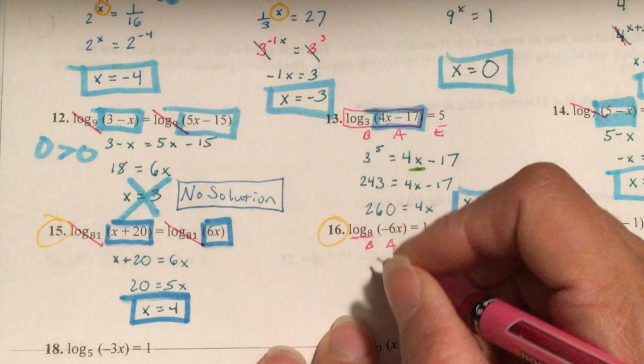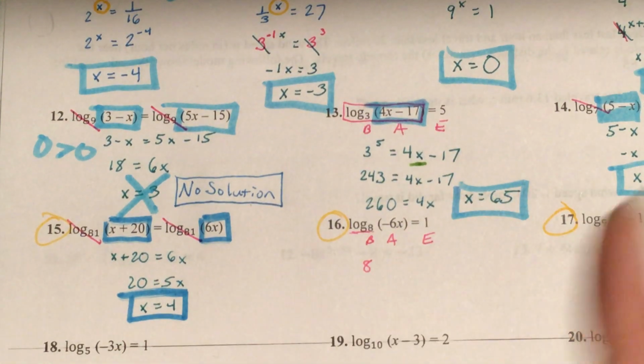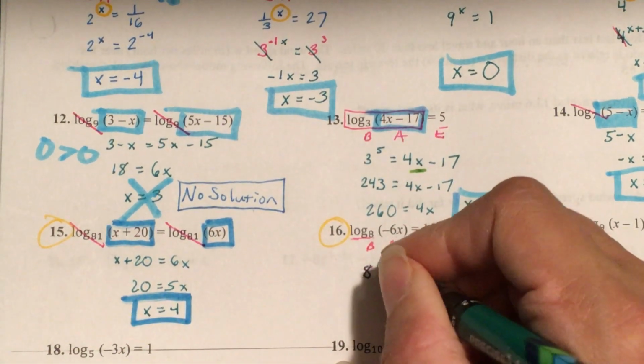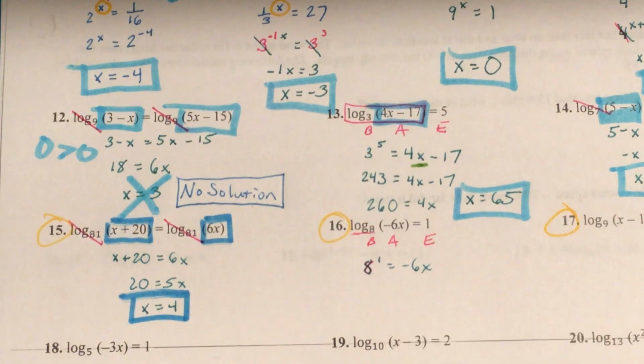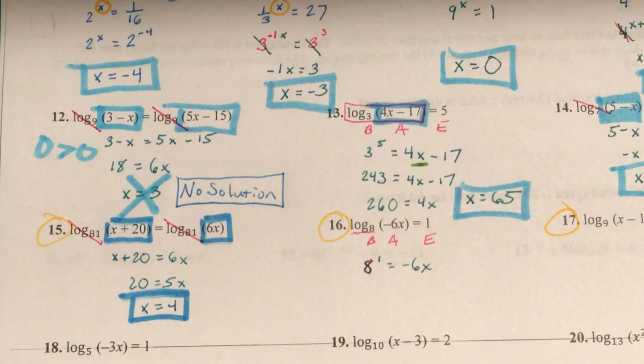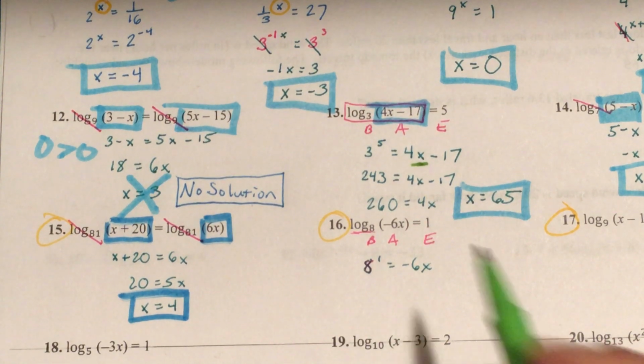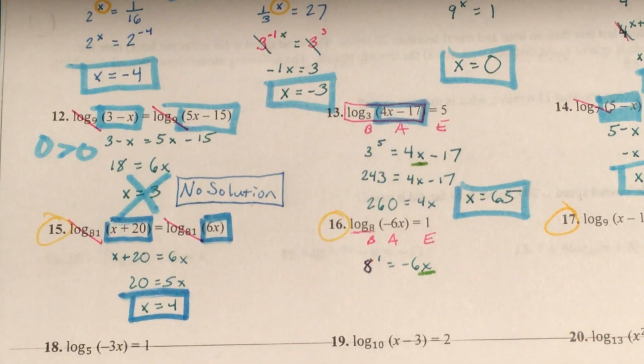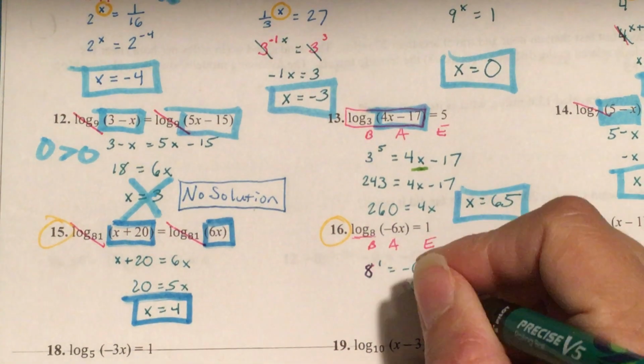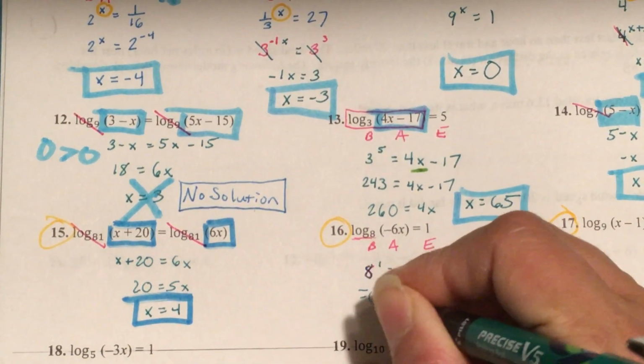So big animal ears. So 8 to the first equals negative 6x. Now at this point, I've written it in exponential form, but this is a ground level equation because my variable is on the ground and not up in the exponent. So how are we going to solve this equation for x? We're going to divide both sides by negative 6.